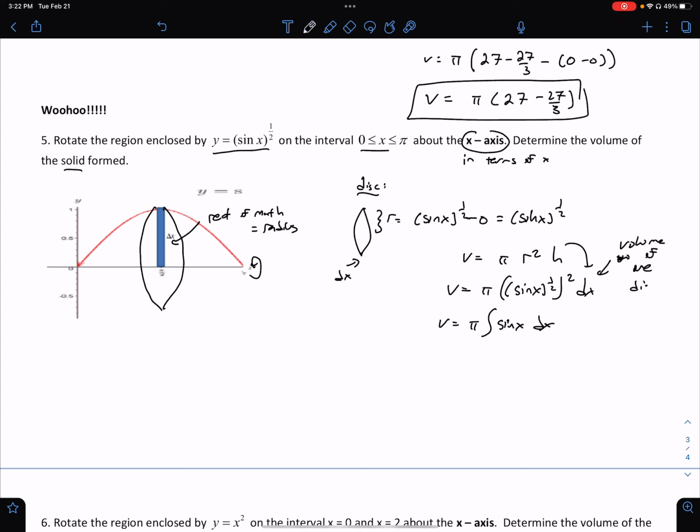I can't spell cylinder, so I'll use the word disk. That's the volume of one disk. This is the volume of all the disks. That's what an integral does. It just adds up an infinite number of whatever we want to add.